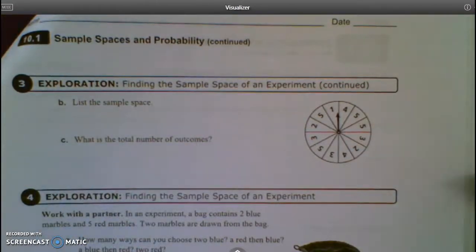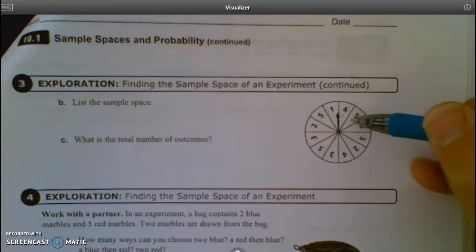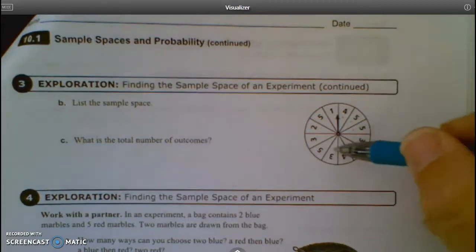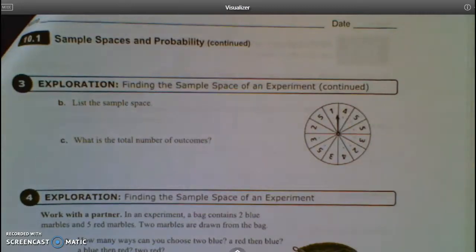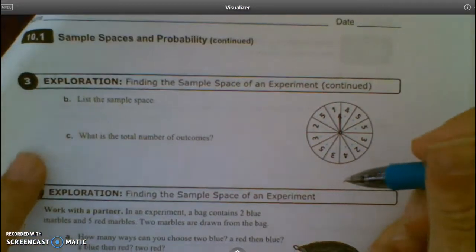If you listed all of those, how many are there? Let's see, 1, 2, 3, 4, 5, 6, 7, 8, 9, 10, 11, 12. So we have 12 options, and I would list all 12 of those, even though some of them repeat, as my sample space. So here's sort of the point of using a sample space.